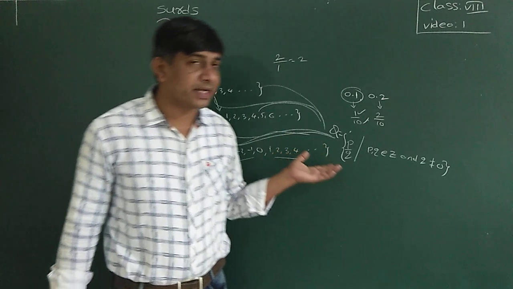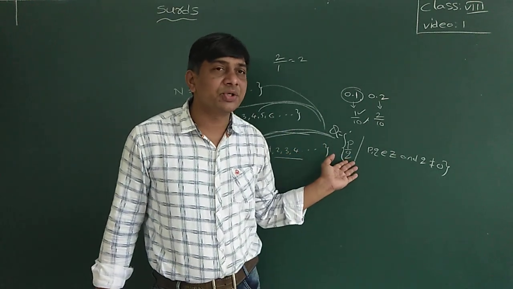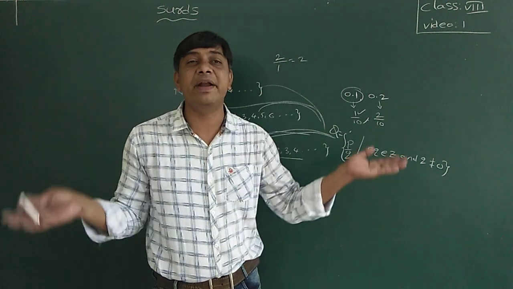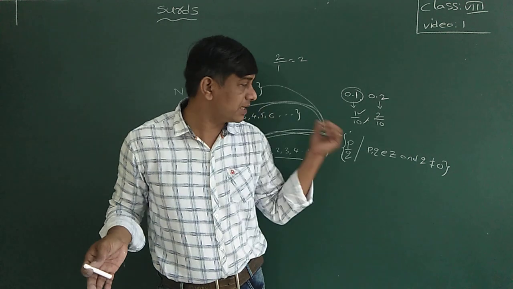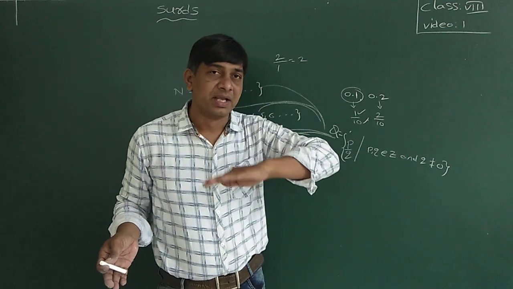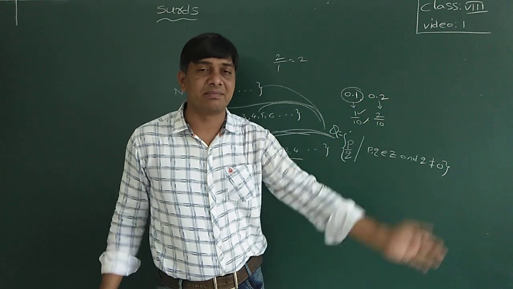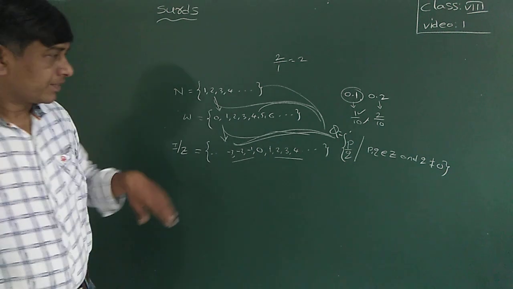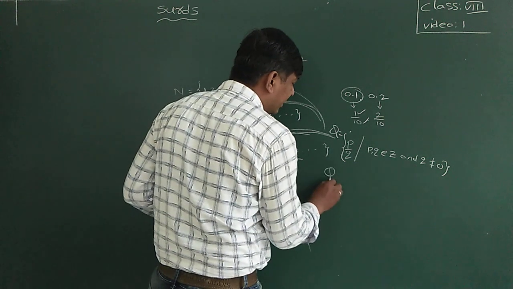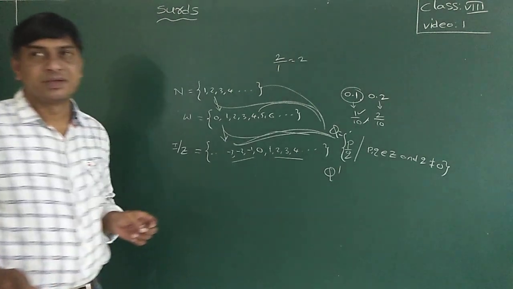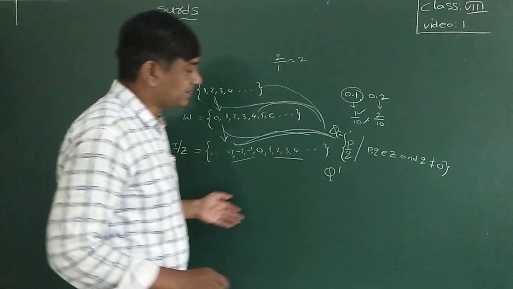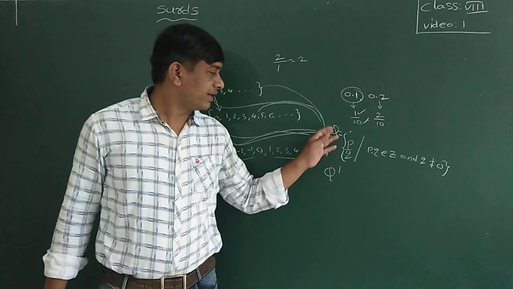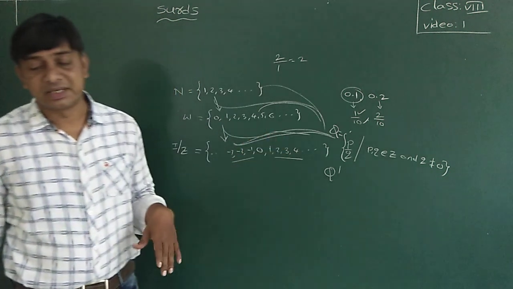Rational and irrational numbers. Rational numbers you don't find in irrational numbers, and irrational numbers you don't find in rational numbers, because they are complementary to each other. The rational number set's complement is the irrational number set, and the irrational number set's complement is the rational number set. Understood? Irrational numbers are denoted with Q dash. Now, sir, we started the topic surds and we are discussing rational and irrational numbers?